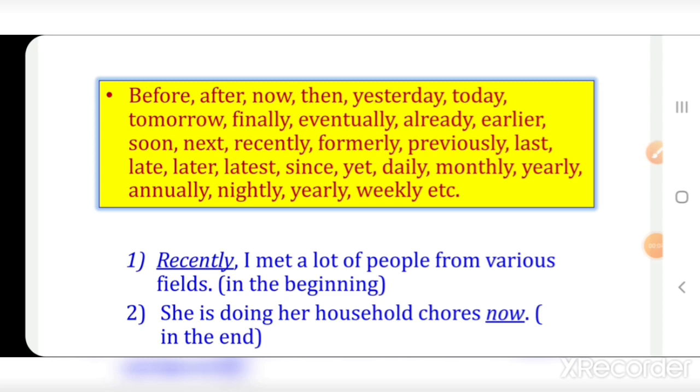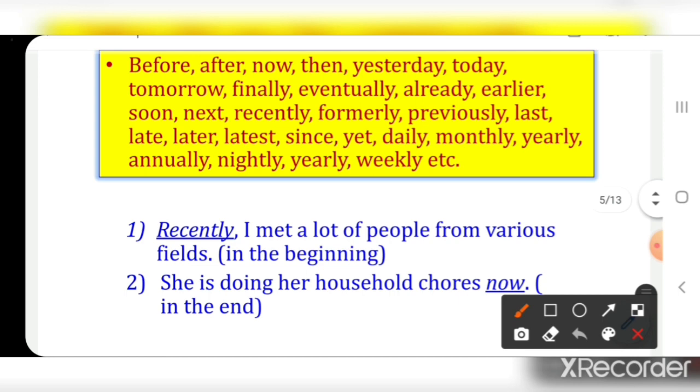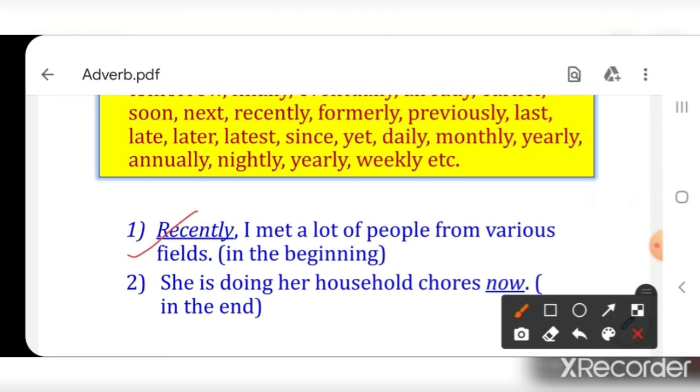We use these words in our daily conversation, but we are unaware of its type or its grammar. So, first is: recently I met a lot of people from various fields. Now, recently I have used here in the beginning of a sentence. Adverb of time is used in the beginning of the sentence or at the end of the sentence. Okay, so: she is doing her household chores now. So now is what?